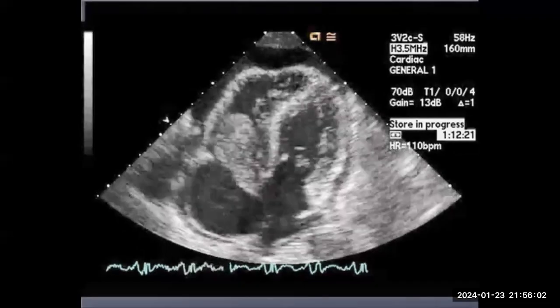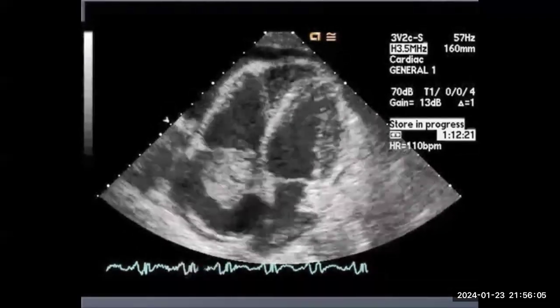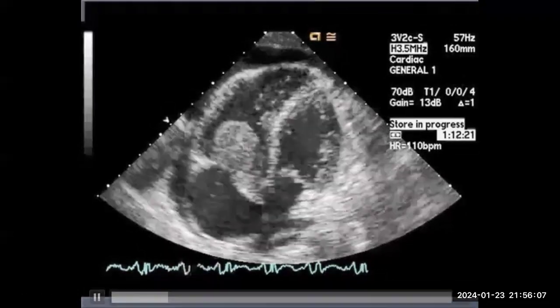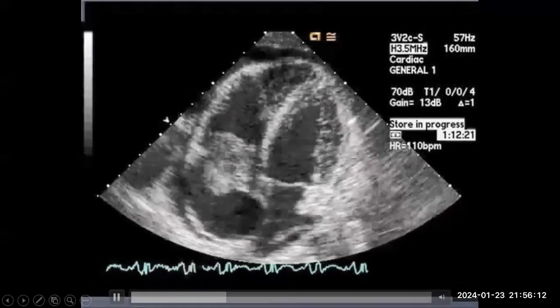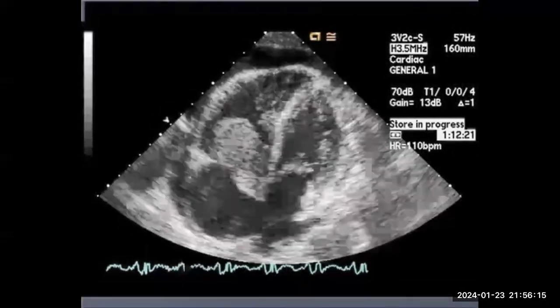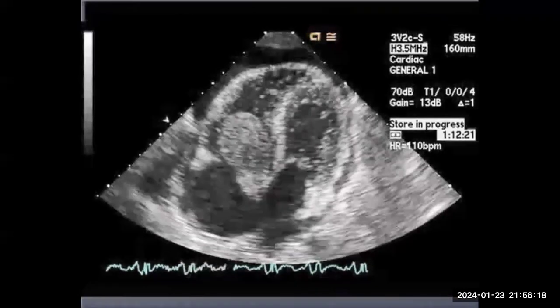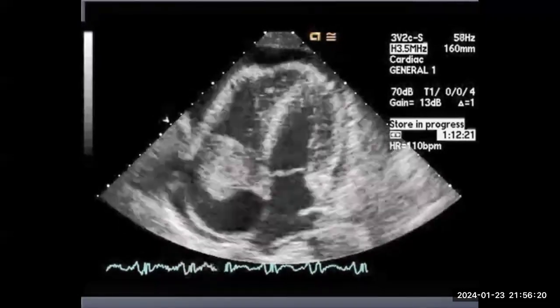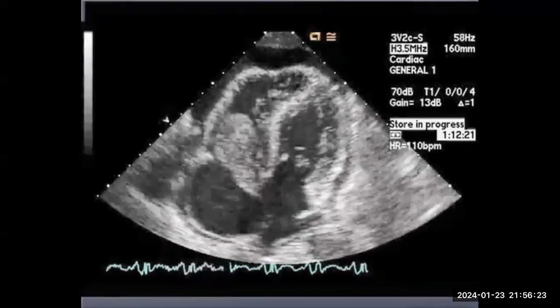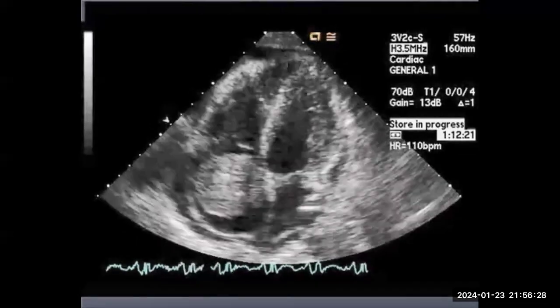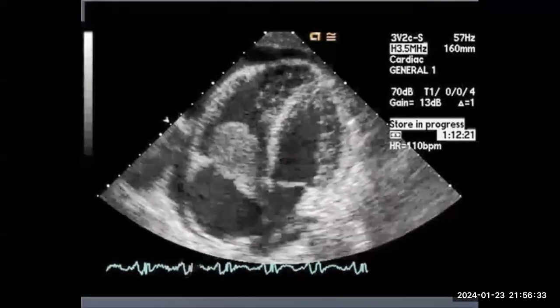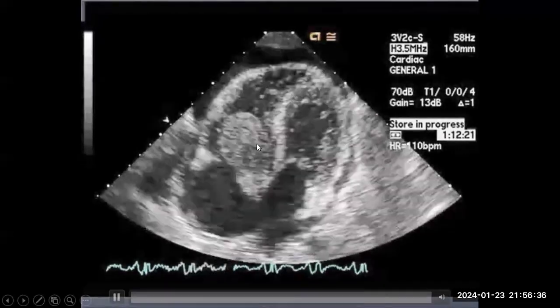So this is an easy one. Anyone? This is a case of a myxoma. Why did you say myxoma? It's not a thrombus, it's not something else. It is homogeneous. It is attached to the interatrial septum.